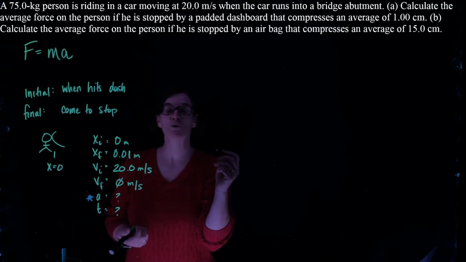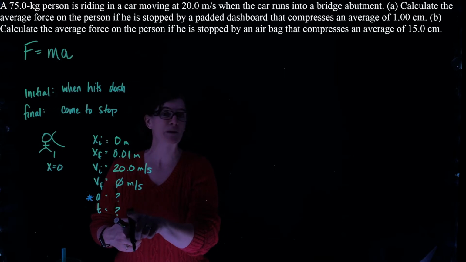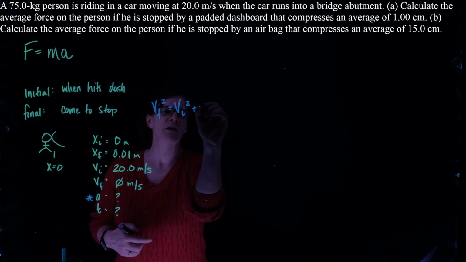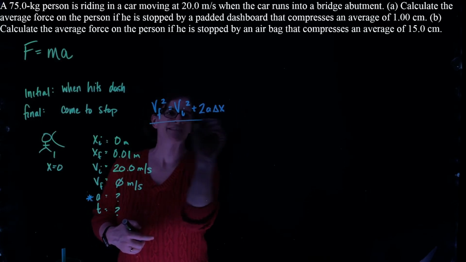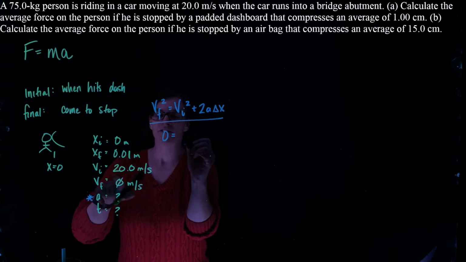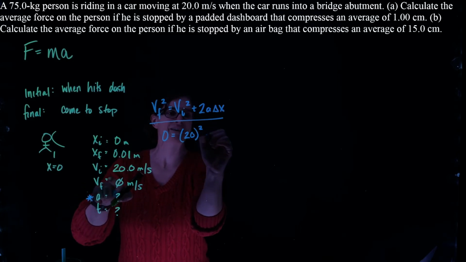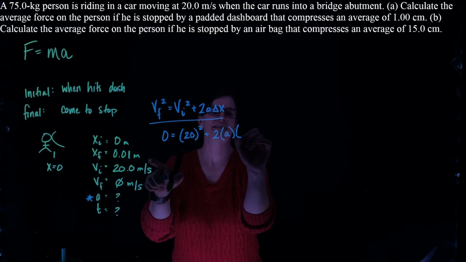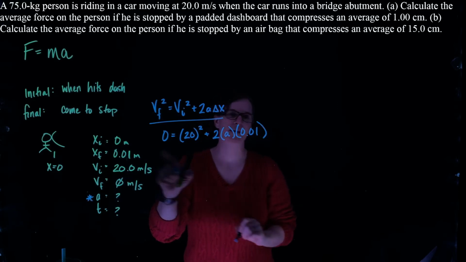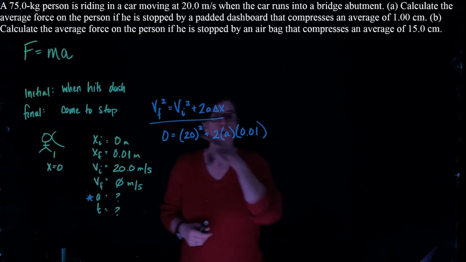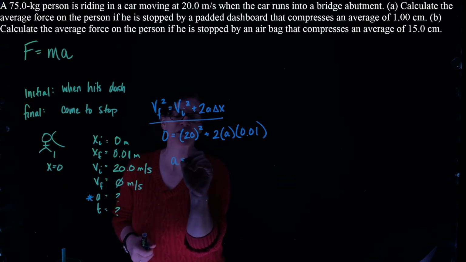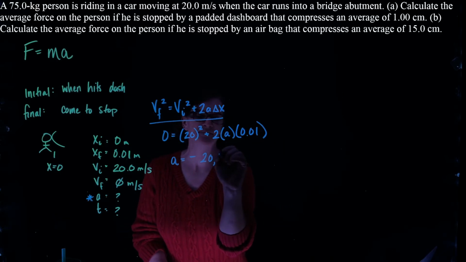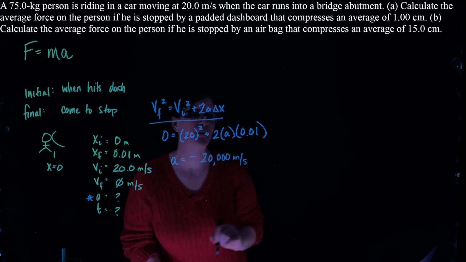So we're going to use the equation that gives us acceleration, but we don't need time for. That was our v final squared is equal to v initial squared plus 2a delta x. So v final is 0, v initial is 20 squared, plus 2 times the acceleration, which is what I'm interested in, and my change in x is 0.01 minus 0, so 0.01. When I solve for this, I get an acceleration of negative 20,000 meters per second squared. What does that negative tell me?